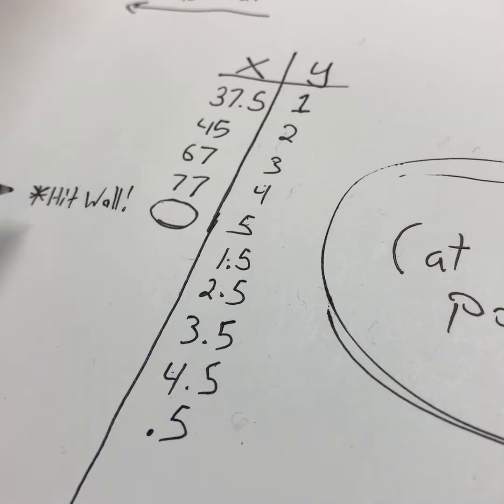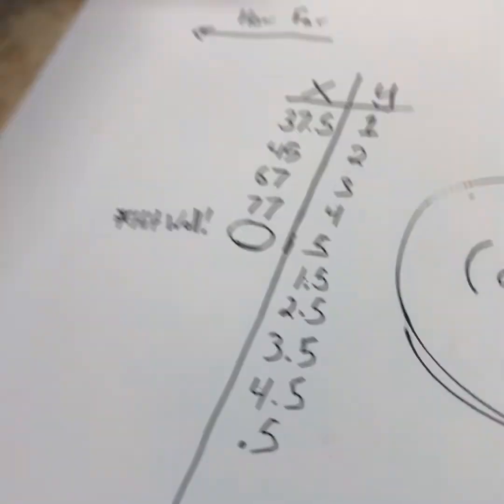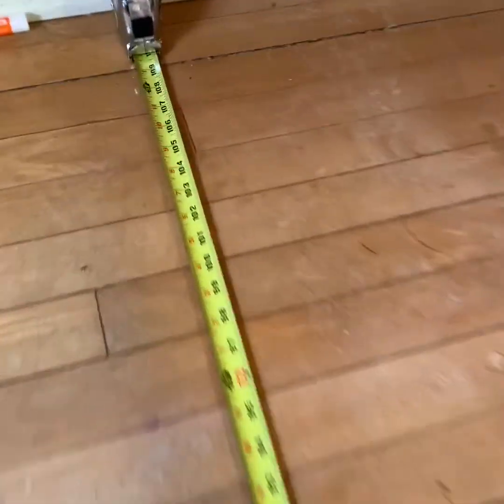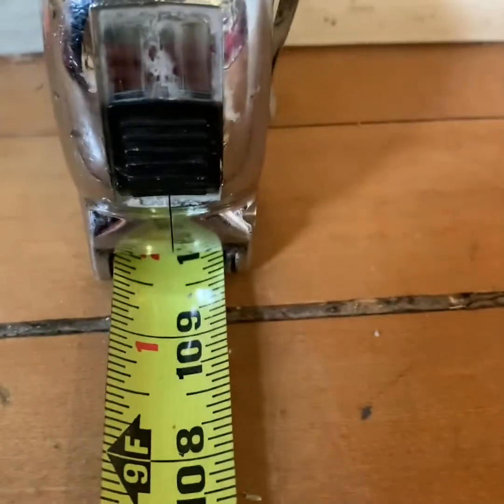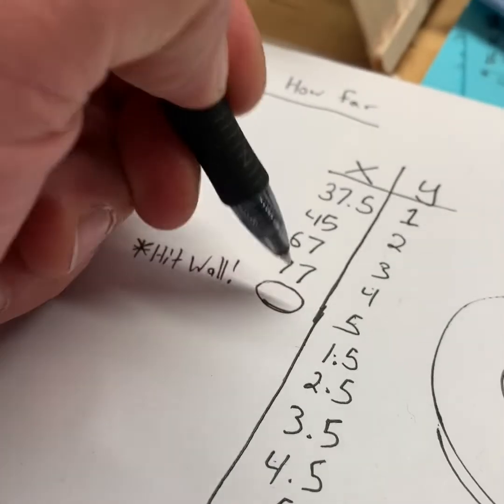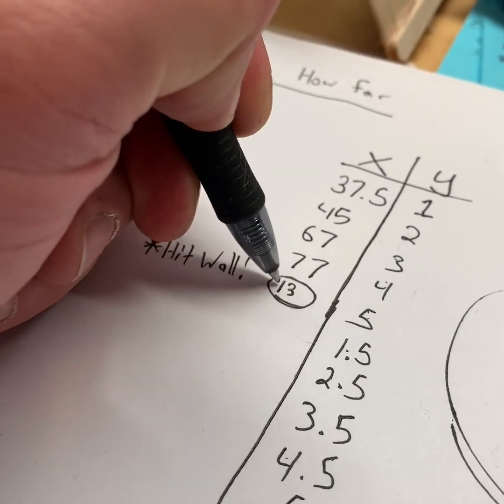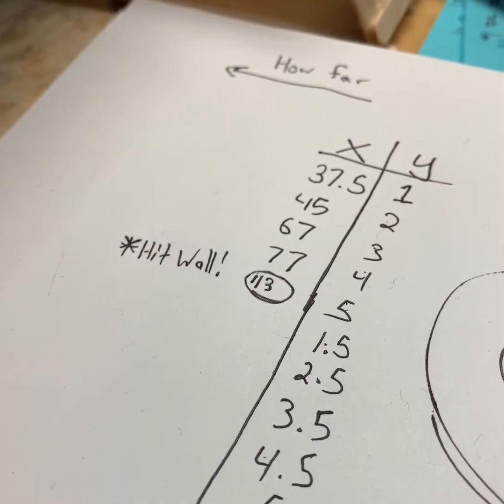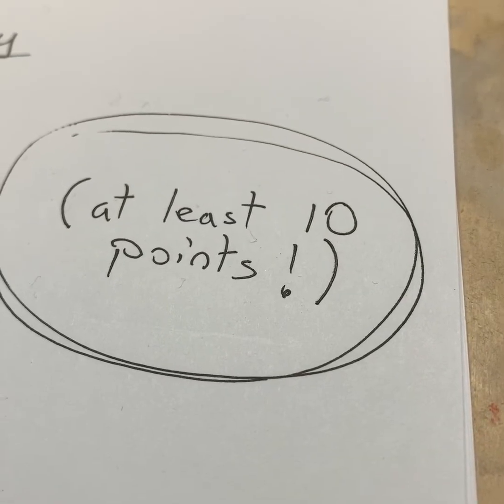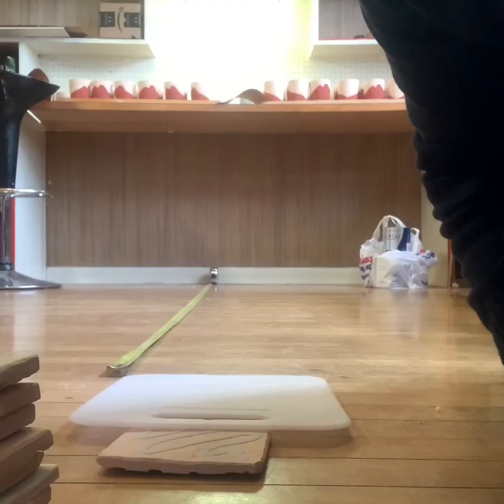For this one where I hit the wall, I can go over and look. I think the wall happened at about 113 inches. And even though that may be incorrect, I will put in what I measured along with that note that I hit the wall. And that will get me my 10 data points.